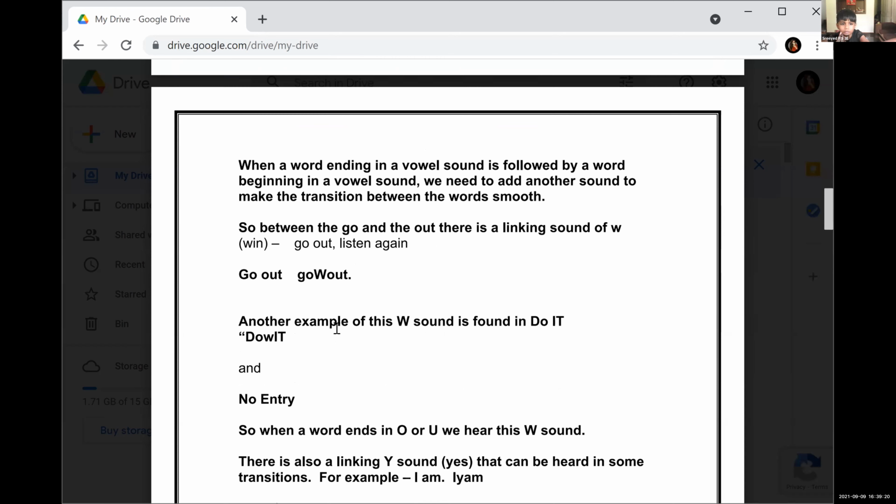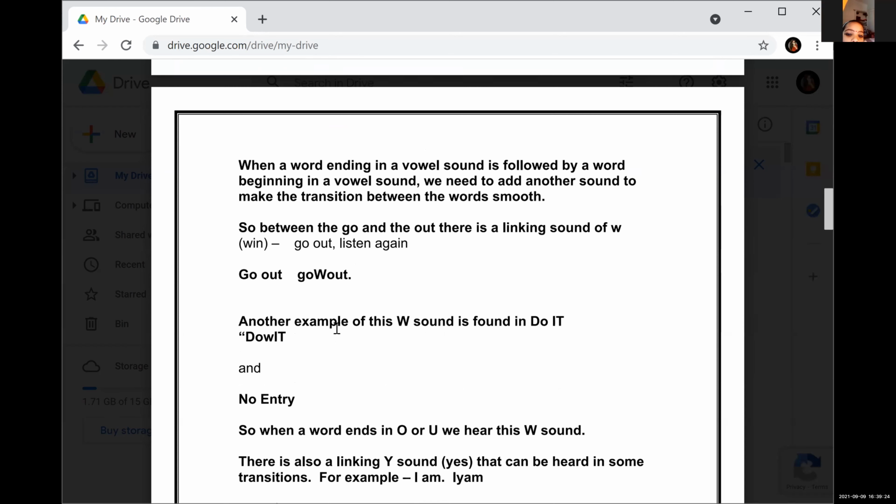Or another one. Do it. We hear it as D-O-W-I-T. Do it. Let's do it.